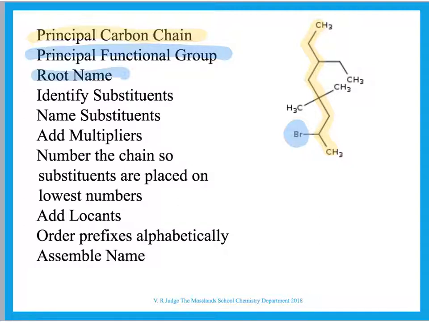So moving on to the root name, well, we've got 8 carbon atoms in a row, and we've got all single bonds, so your root name is going to be based on octane, and there's no suffix in this case because there's no functional group that has a suffix. We're just using a halogen atom, which is bromine, and that's going to have a prefix. Okay, so your next thing is to identify substituents, which we've already done. That's the bromine atom, and we need to name them. So in terms of a prefix, bromine is known as bromo. So that's your main substituent.